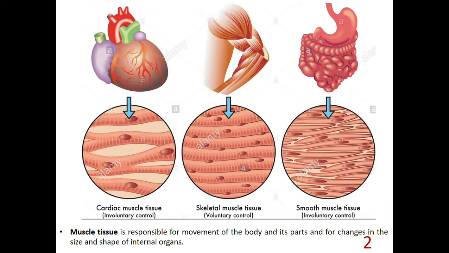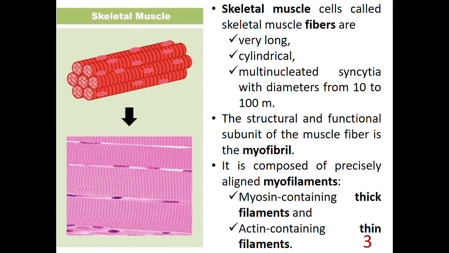You know that muscle tissue is essential for movement of the body, and it also changes the size and shape of internal organs by contracting and relaxing. There are three types of muscle tissue. Two types are striated, cardiac and skeletal tissue, and the third one is smooth muscle tissue, not striated.